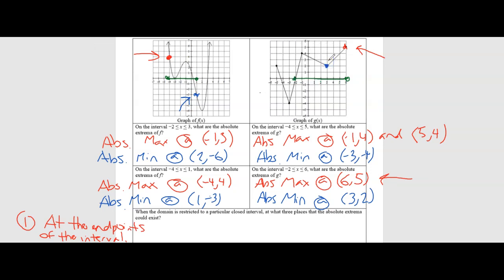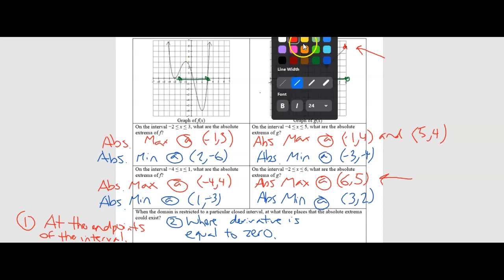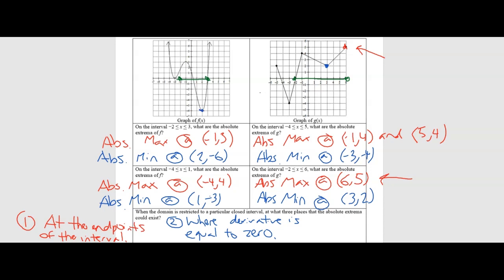Another possibility is where the derivative is equal to 0. So examples here would be not over this interval, but when we had the interval -2 to 3, we had our absolute minimum down here, right at 2, -6, and that would be a spot where the tangent line is horizontal, which means it has a slope of 0. So sometimes your absolute extrema will occur where the derivative is equal to 0.